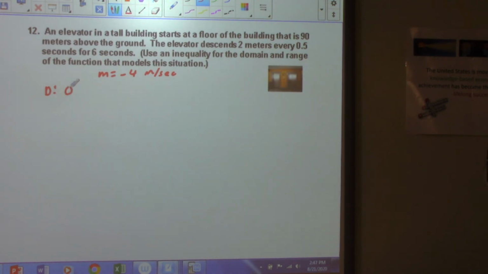0. Our variable, what variable do you want to use? T. Time, okay. And how much time? 6 seconds, right? So that's 6 seconds. We have that. Okay, good. What next? The range. Oh, range, okay. Range is what we're going to need at some point.